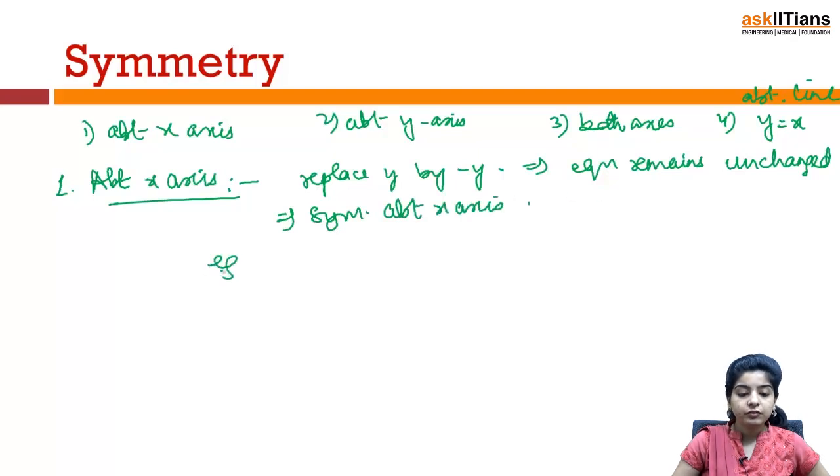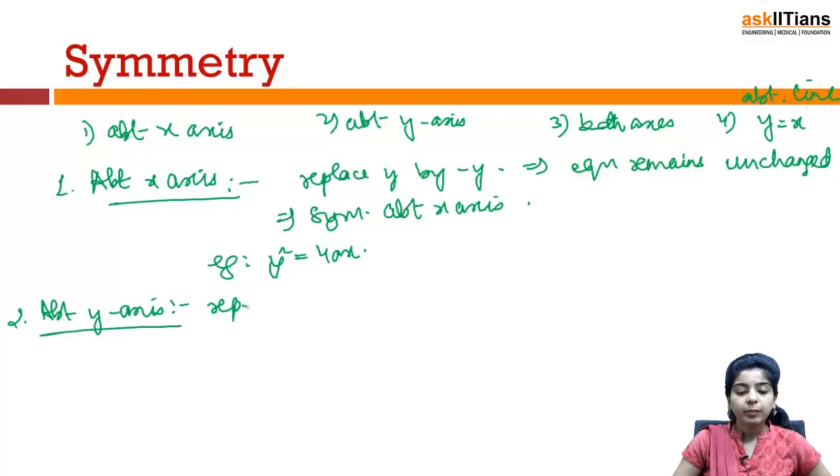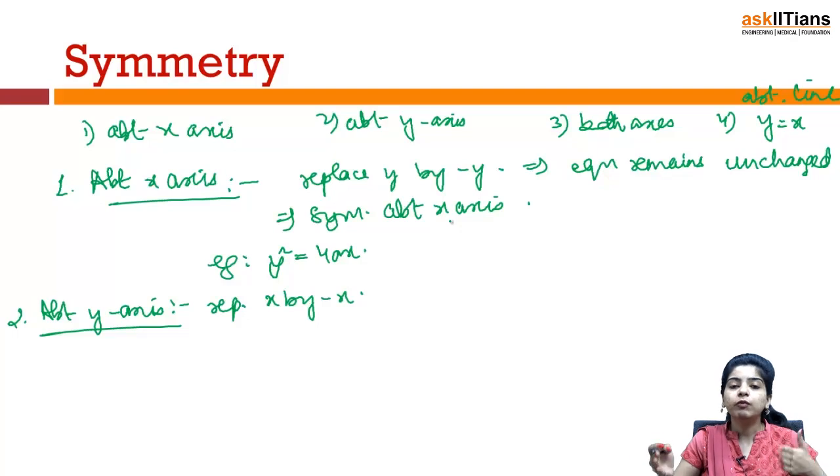An example in this case would be y square equal to 4ax. Once you replace y by minus y, the curve remains the same, and therefore this curve is symmetrical about x axis. Then about y axis, replace x by minus x and if the curve remains the same, then it will be symmetrical about y axis. So now how can you remember this? It's just opposite. In case of symmetry about x axis, you have to replace y by minus y, and in case of symmetry about y axis, you have to replace x by minus x.